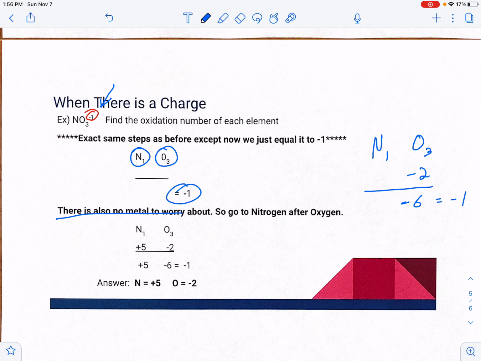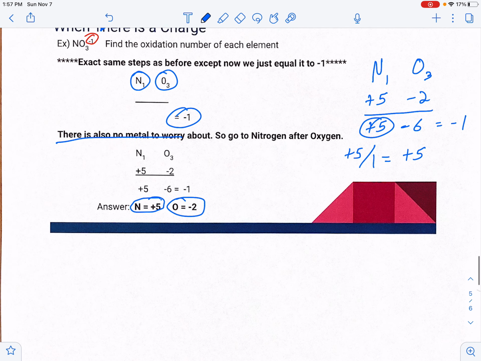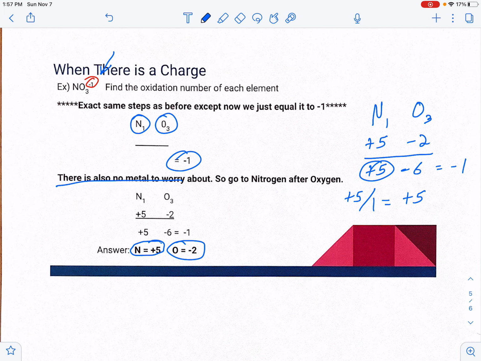I would know that ultimately +5 -6 would give me a -1. So that would be my total charge for nitrogen. What you're going to do is take your total charge, which would be +5, and divide it by however many nitrogens you have, which would only be 1. So my nitrogen is going to have a charge of +5. Now I can fill that in right here. So that would be your complete answer: N equals +5 and oxygen equals -2. That sums up the notes on this one. I'm going to do more examples on the homework, so hopefully that will help you out as well.